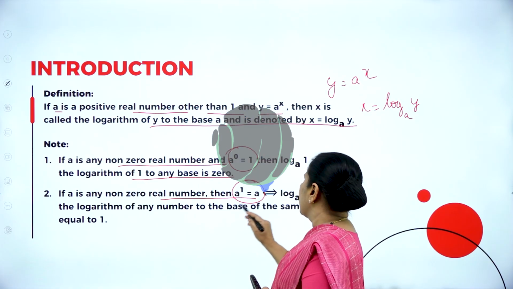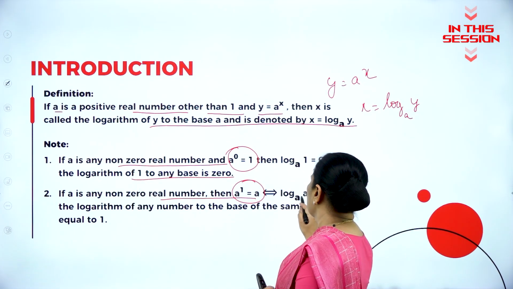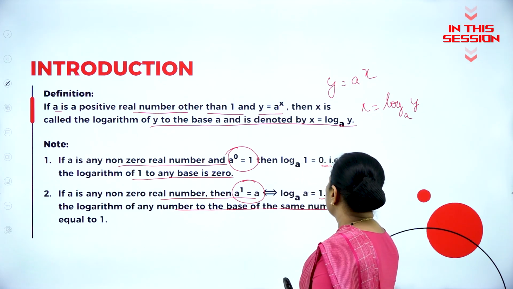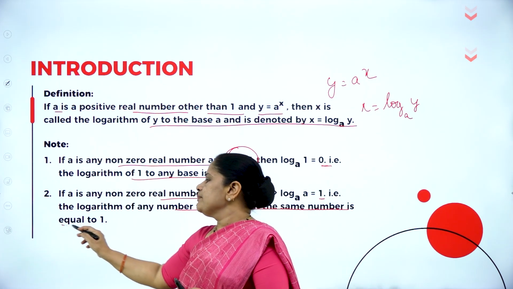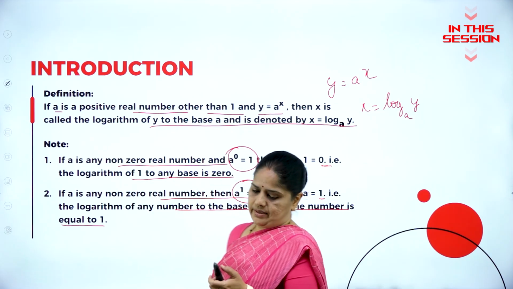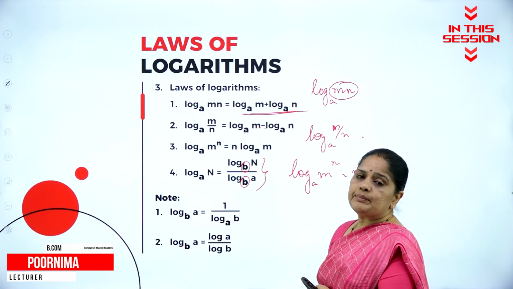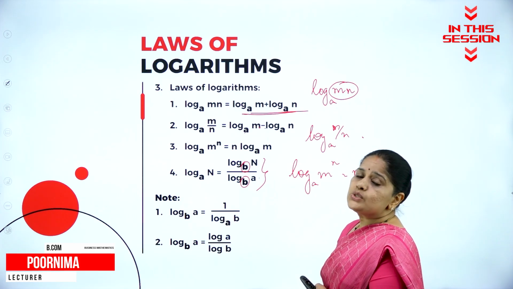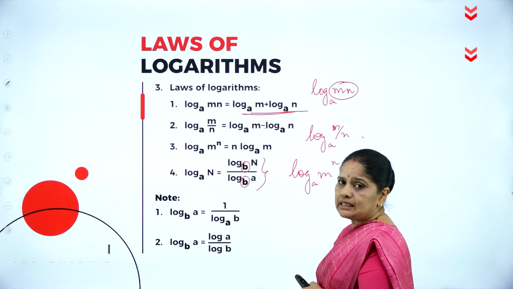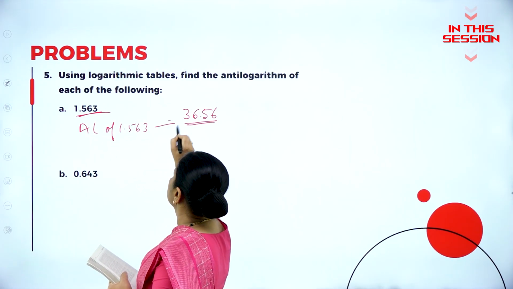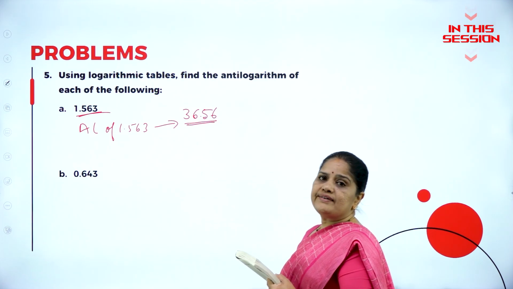a to the power of 1 equals a, then log a to the base a equals 1. The logarithm of any number to the base of the same number is equal to 1. We can just add or subtract the logarithms only when the bases are same. Otherwise, we cannot do any mathematical operation on the logarithms. Antilog of 1.563 is 36.56.